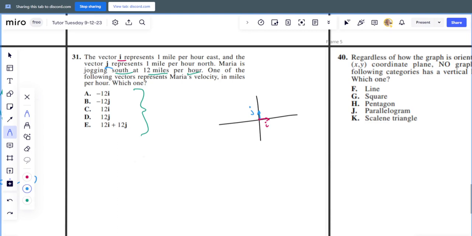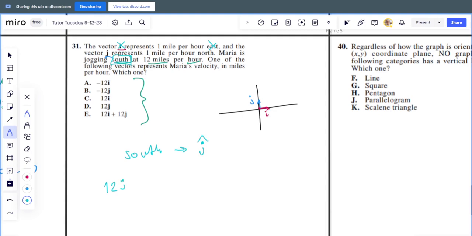Let's see. If we're going south, then the vector component that's in the east and west direction is not going to contribute to Maria's velocity, right? We don't even need to consider the east direction because she's moving purely south. So we need to consider vector j.